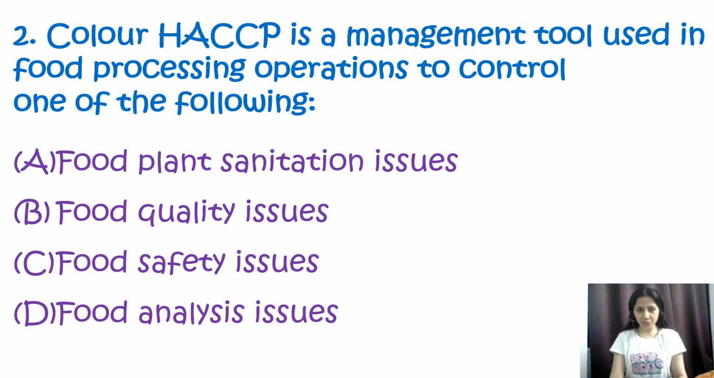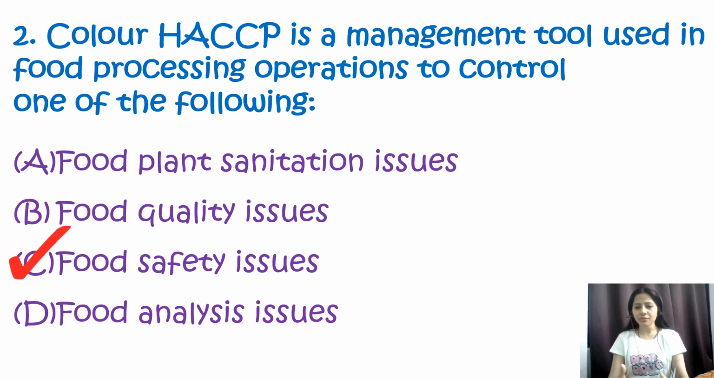So question number 2: HACCP is a management tool. Over here HACCP stands for hazard analysis and critical control point. It's a management tool used in food processing operations to control which one of the following? My options are plant sanitation issues, food quality issues, food safety issues and food analysis issues. So over here my correct option is C, that is food safety issues.